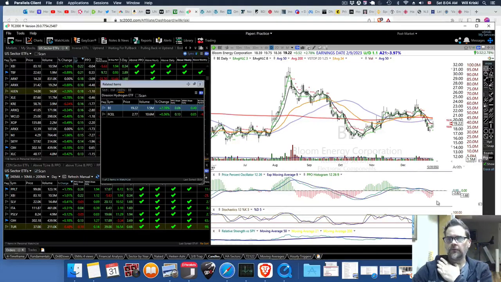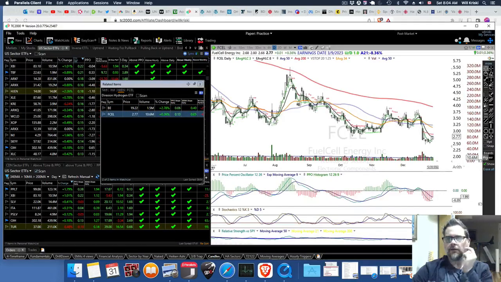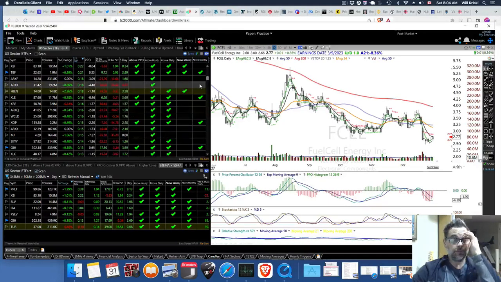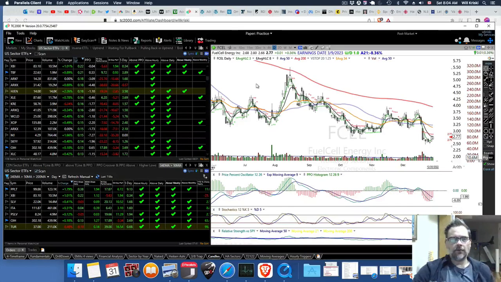might be turning around, but not great. And then Fuel Cell. So I'm not super keen on this type of stuff right now until I see a reversal in the tech stuff. But I think that's good enough for now.